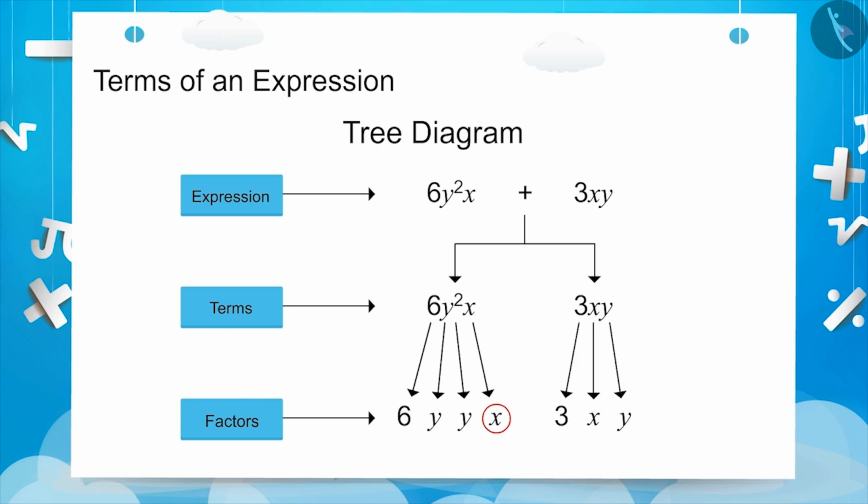Here, the coefficient of x in the first term is 6y square and the coefficient of y is 6xy. In the second term, the coefficient of x is 3y and the coefficient of y is 3x. Let us now understand about like and unlike terms.